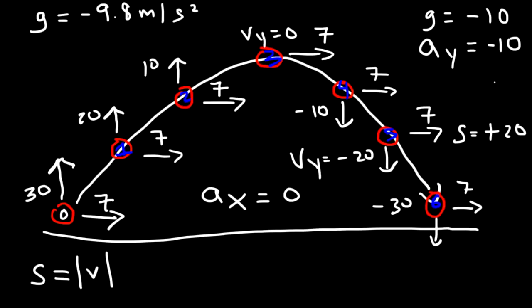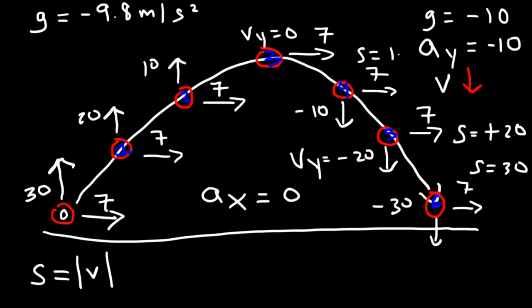Now if you notice, because the acceleration is negative, the velocity is always decreasing. On the left side, it goes from 30 to 0, so it's decreasing. On the right side, from 0 to negative 30, it's still decreasing. So the velocity is always decreasing. However, the speed, because it's never negative, is positive on the left side and the right side.